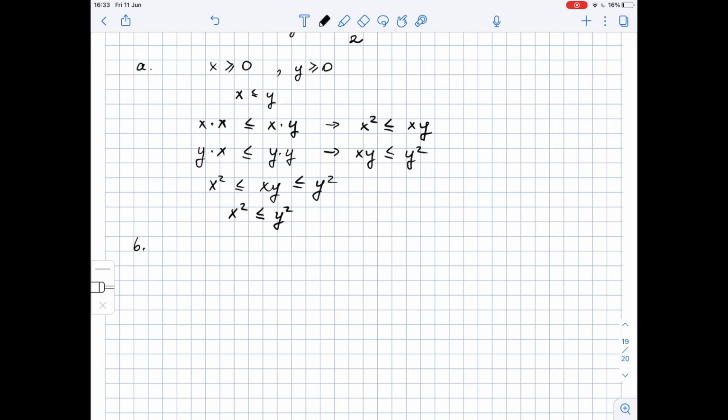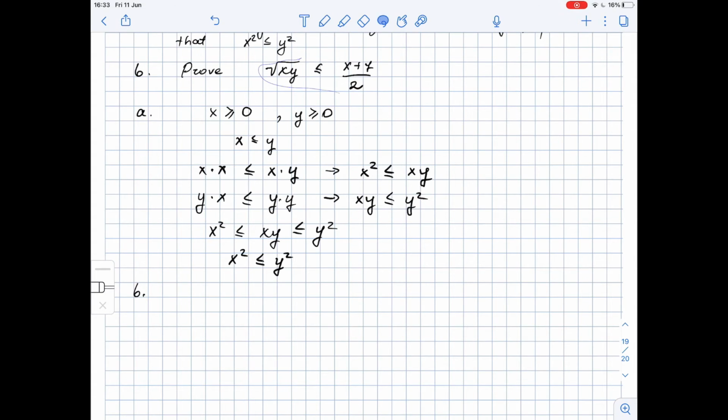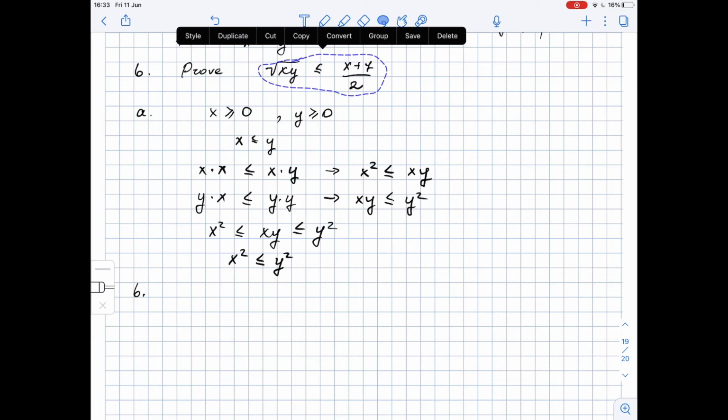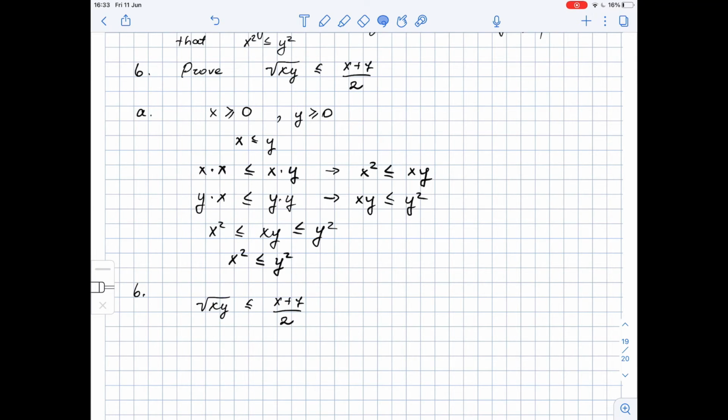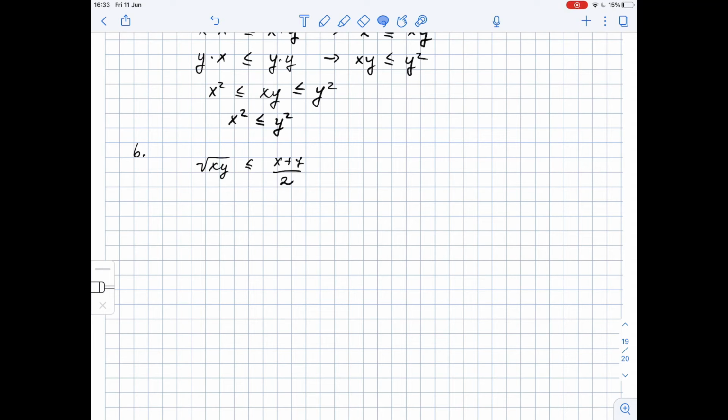Well, now let's move on to part B. In part B, we need to prove that the square root of xy is less or equal to x plus y over 2. Well, we know that (x minus y) squared is greater or equal to 0, because we know that any number squared is non-negative. So (x minus y) squared is non-negative, and that means that we can rewrite it as x squared minus 2xy plus y squared is greater or equal to 0.